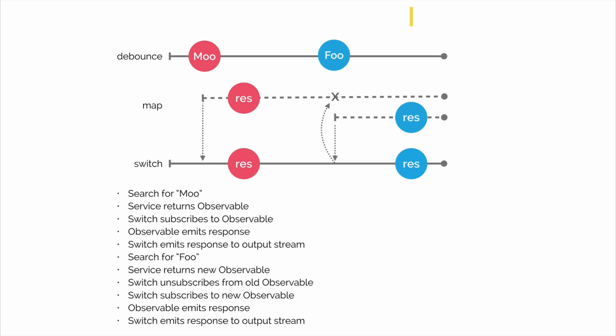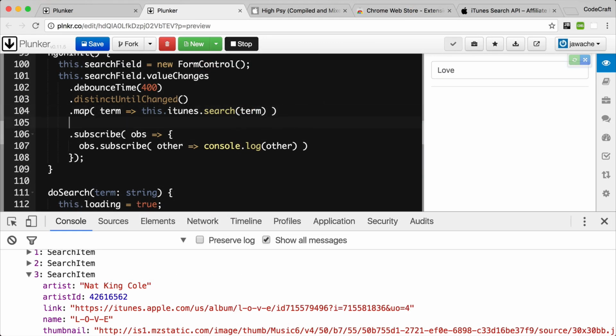But trust me, understanding switch will help you understand observables and reactive programming as a whole. So if you didn't quite understand this, just rewind this video and watch it again. And so to use switch, all we need to do is add switch to our observable chain. We don't need the second subscribe anymore.